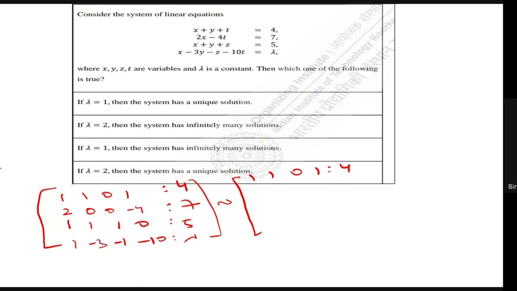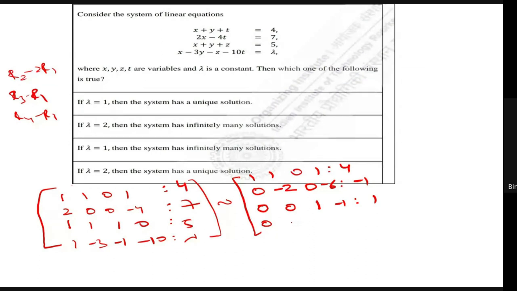operations that we are applying. The first operation is R2 - 2R1, that is 2 - 2, 0 - 2, 0 - 4 - 2, that is -6, 7 - -1. The next operation is R3 - R1, that is 1 - 1, 0, 0, 1 - 1, 1. Okay. And the last is R4 - R1, that is 1 - 1, 0, -3, -4, -1, -11, λ - 4. Okay.